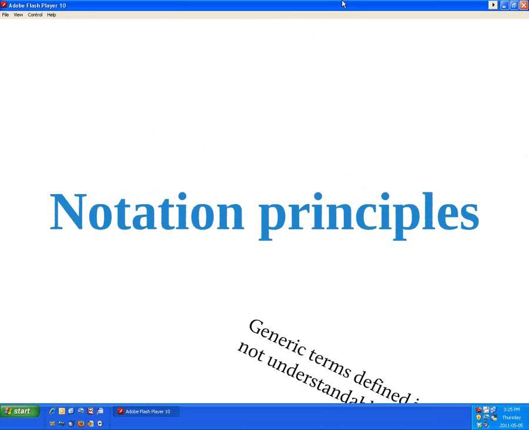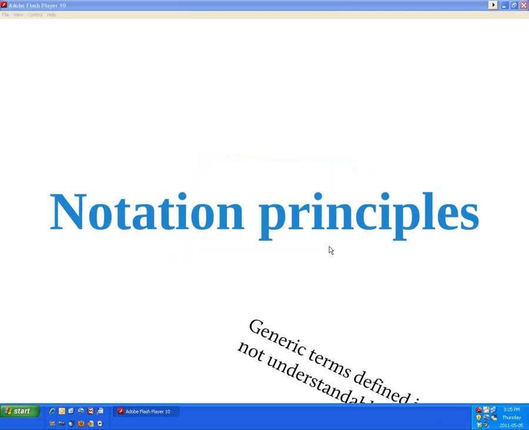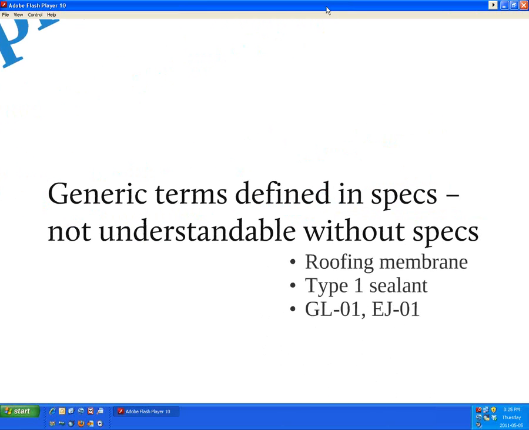Why don't you talk to us about what the guiding principles for notation should be, David? Oh, yeah. As soon as I get rid of my Outlook isn't working message. Well, that was you, huh? That was me. I don't know what's going on there.